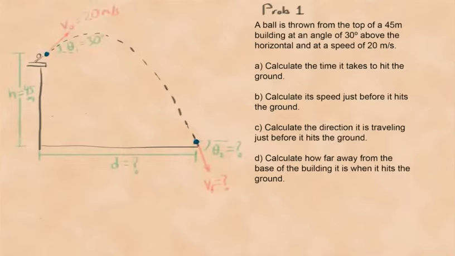Next thing you want to do is identify the information you're given and the things you're trying to find. So we're told that the building is 45 meters tall, the initial speed of the ball is 20 meters per second, and it's directed at an angle of 30 degrees above the horizontal. We're asked to find how fast it's going just before it hits the ground, what direction it is going, and how far away from the base of the building the ball is when it hits the ground.